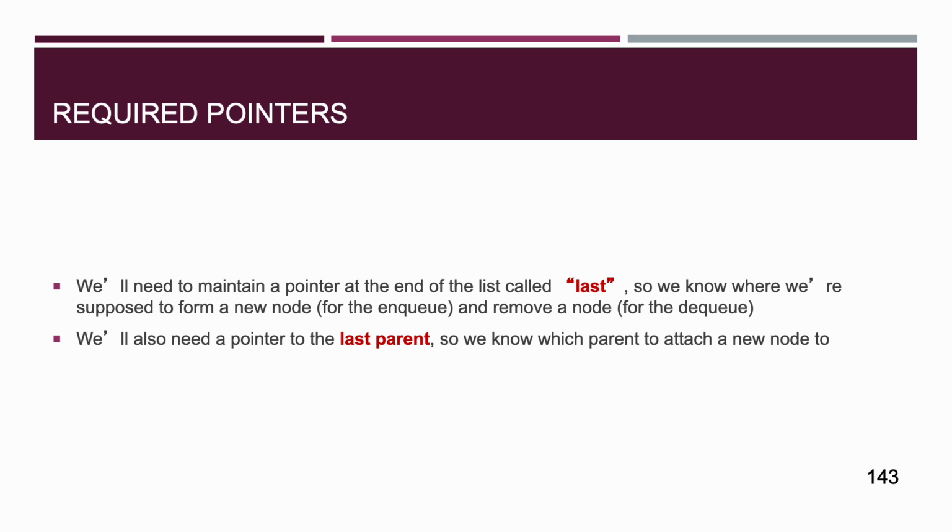In addition to the last pointer, we also need a pointer to the last parent. This is important because it tells us which parent to attach a new node to during enqueue. By tracking the last parent, we can ensure that nodes are added in the correct order to maintain the complete binary tree property of the heap.